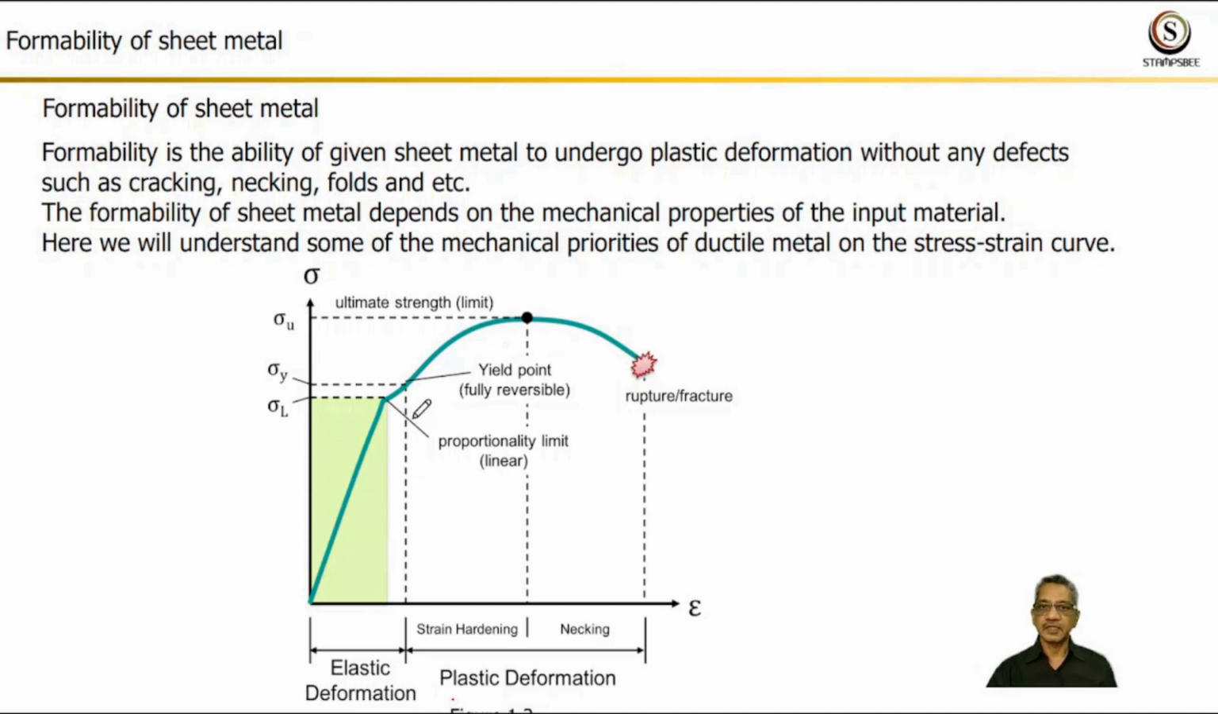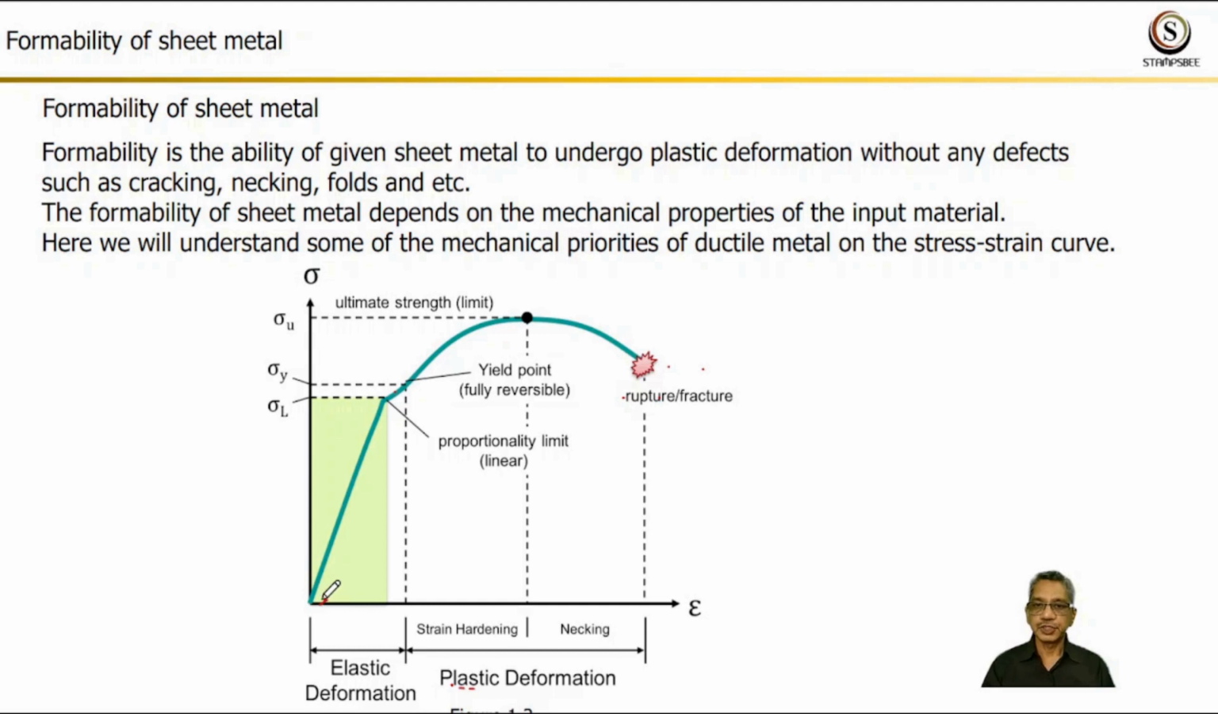This curve has 4 significant points. Point number 1 is the proportionality point, point number 2 is the yield point, point number 3 is the ultimate strain point, and point number 4 is the rupture point. These 4 points divide the whole curve into 2 zones. The first zone is the elastic zone and the second is the plastic zone.